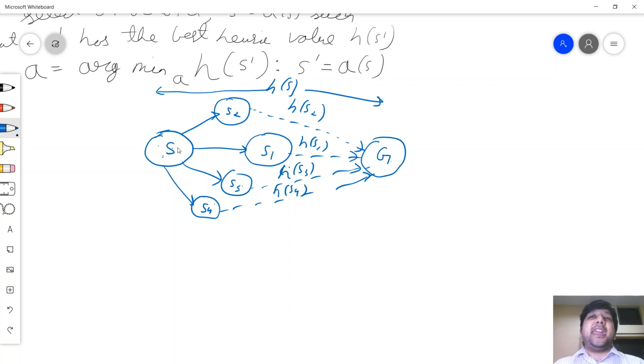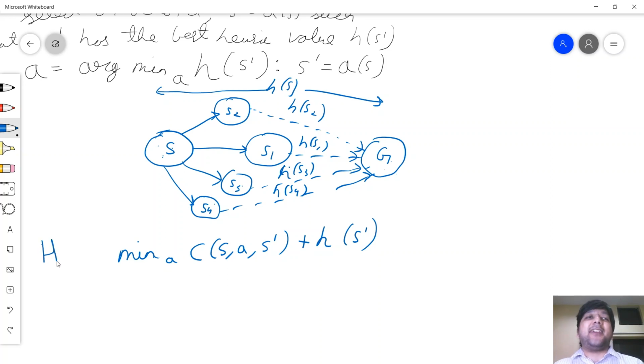So the cost from S to goal will be the cost to go from S to S dash, where S dash is S1, S2, S3, S4, plus the heuristic value of S dash. And because there are multiple paths, I'll take the one which has a minimum cost. And that is a better heuristic value. Let's call it the capital H. So as I go along, I can actually improve the heuristic function.